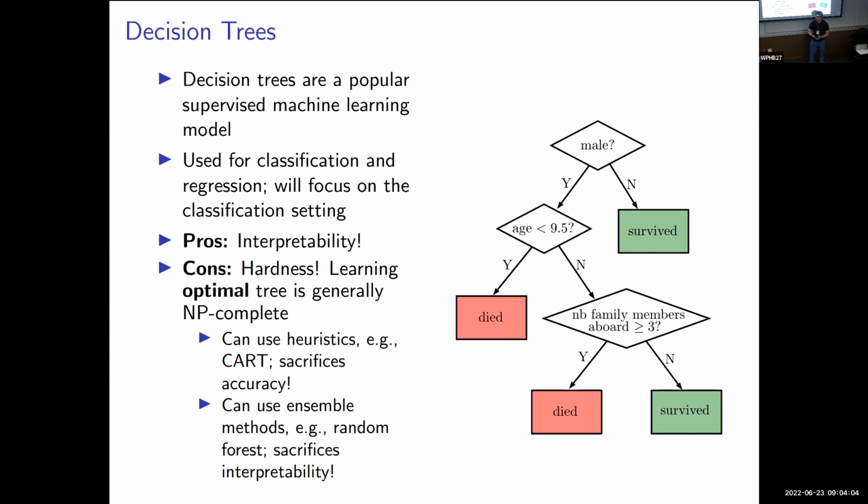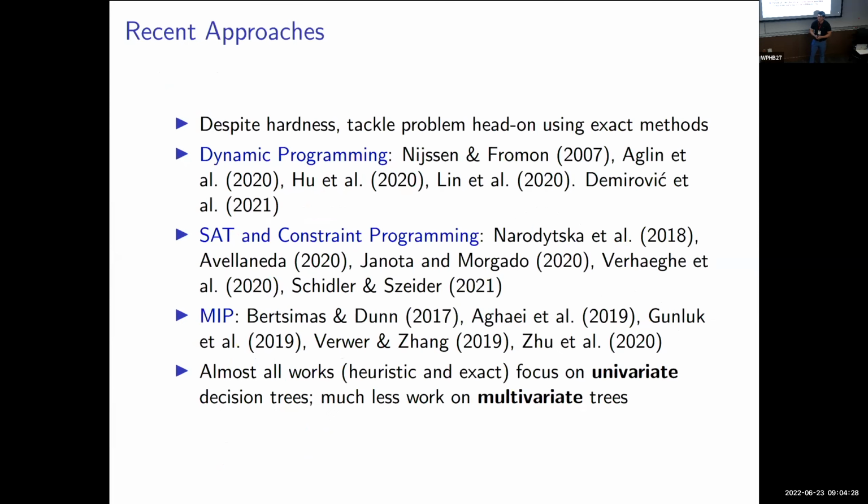To overcome this, it's common to use heuristics, like CART, ID3, and so on and so forth. They've existed for many decades. But inherently, heuristics sacrifice accuracy. So to overcome this, it's common to use ensemble methods, so multiple CART trees at once. But this sacrifices interpretability because there are many different trees floating around.